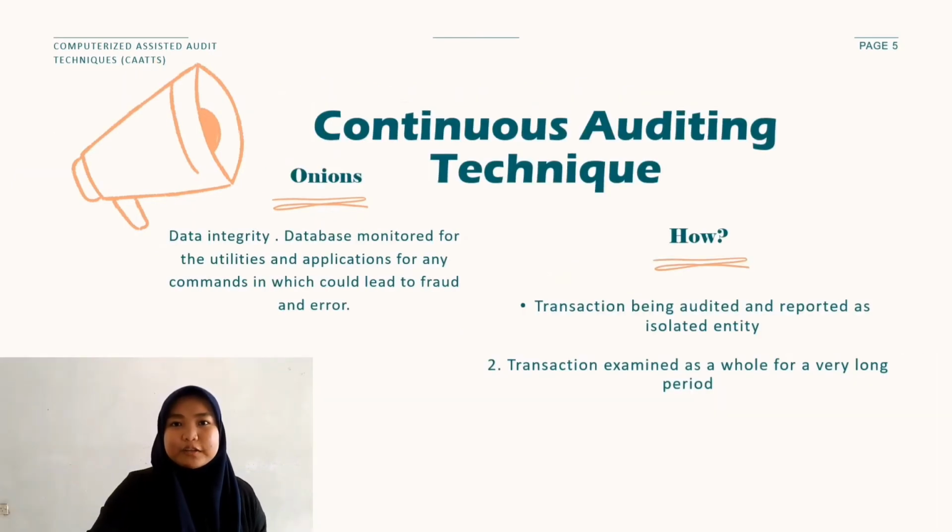The second model of continuous auditing is by Onions, 2003. This continuous auditing model aims to monitor the integrity of the data. Onions suggests an examination at the level of data. This basically involves monitoring database utilities and applications for commands which could cause fraud and error. This model addresses the testing of transactions in two ways. The first one is each transaction is audited and reported on as an isolated entity. This may take some time to be done.